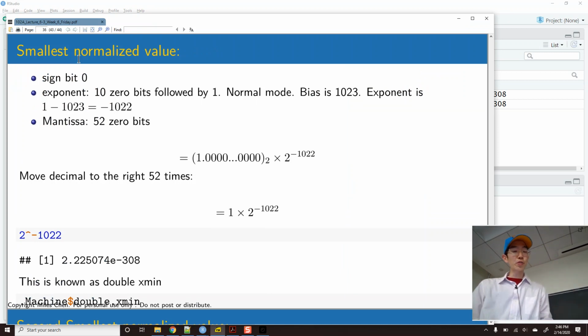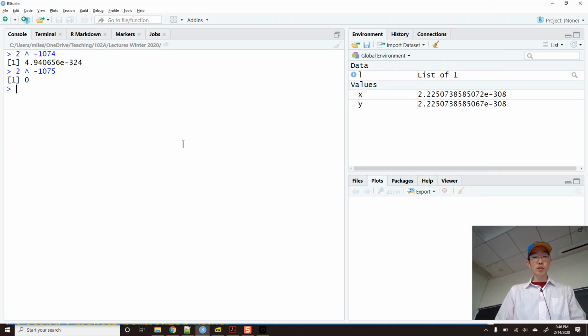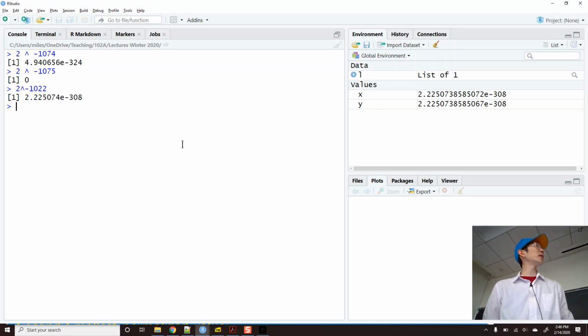The smallest normalized value would be all 0 bits in the mantissa, and the exponent would be 0 bits followed by a 1. The bias is 1023, so our exponent is negative 1022. So this is 1 times 2 to the negative 1022, which is about 2.225 times 10 to the negative 308. This is the smallest normalized value we can represent.